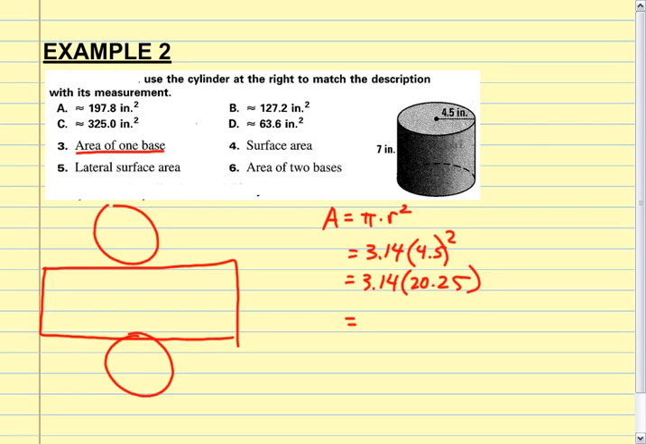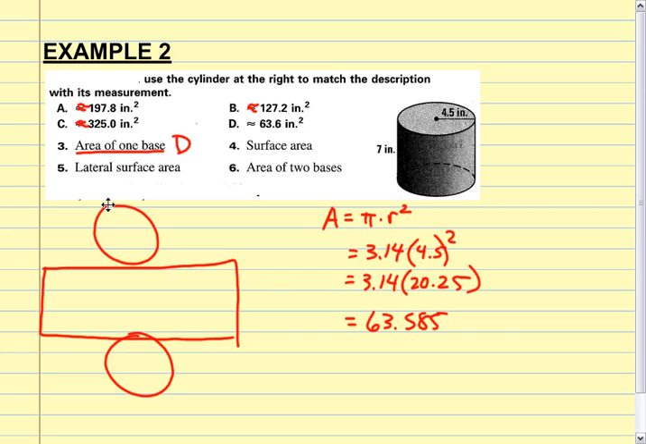Okay? And who can tell me what that is once you've multiplied it? Raise your hand when you get it. Isabel? 63.585? Excellent. Now let me ask you something. Looking up here, do you see these little wavy equal signs? That means approximately, about. So which one, A, B, C, or D, is the area of one base? Isabella? D. You agree? 63.6 is about 63.585. Okay, good.